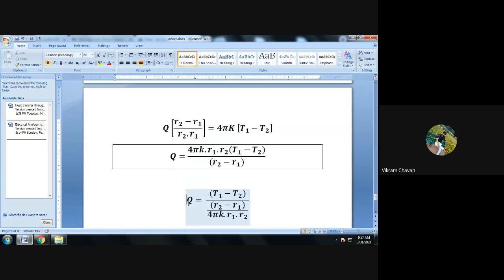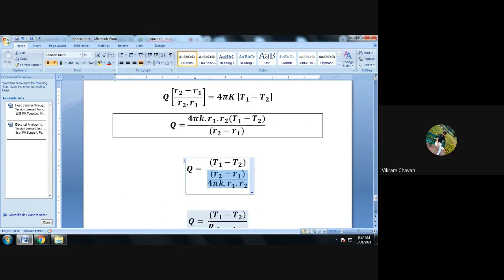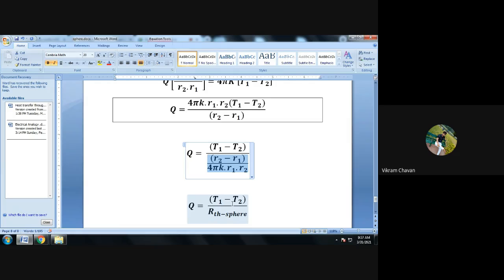Now I is analogous to q, t1 minus t2 is analogous to dV, that is the potential difference, analogous to the temperature difference, and the remaining denominator side is nothing but the thermal resistance for that particular object. So we can write Q is equal to T1 minus T2 whole divided by RTH sphere, that is the thermal resistance of a sphere. And what is thermal resistance, which is equal to R2 minus R1 divided by 4 pi K multiplied by R1 multiplied by R2. Getting everyone?